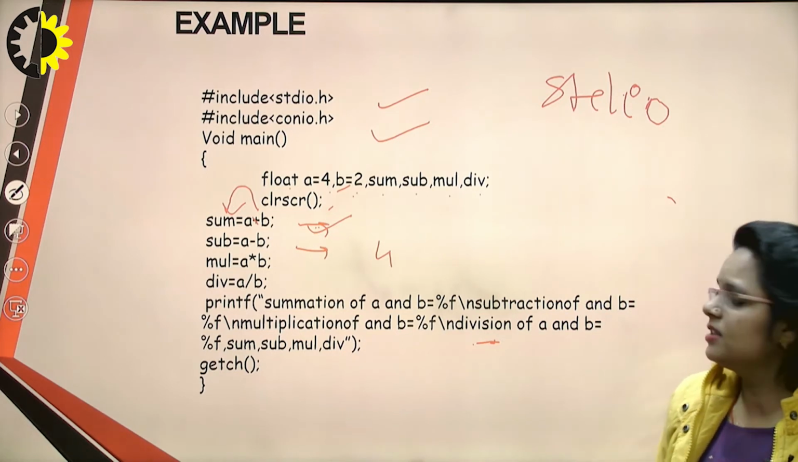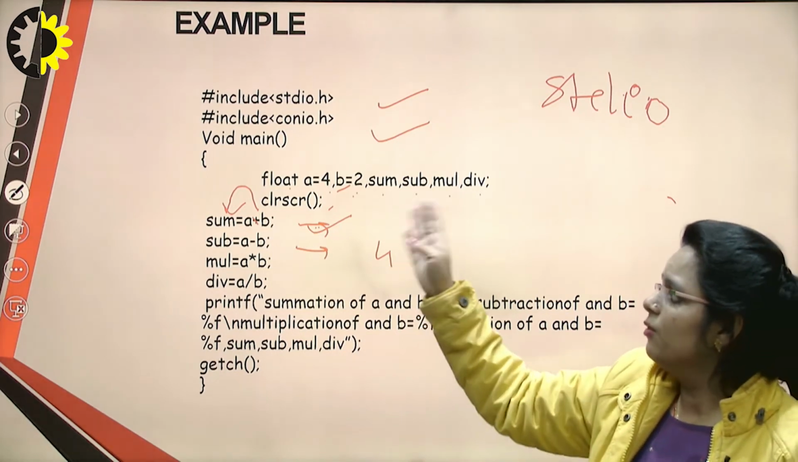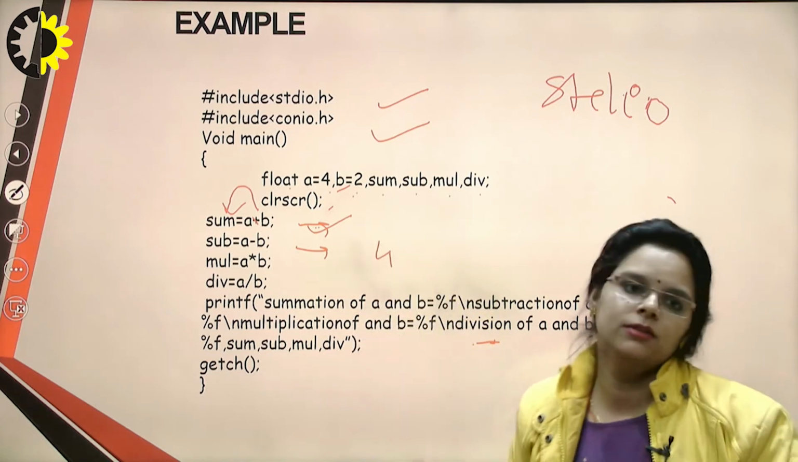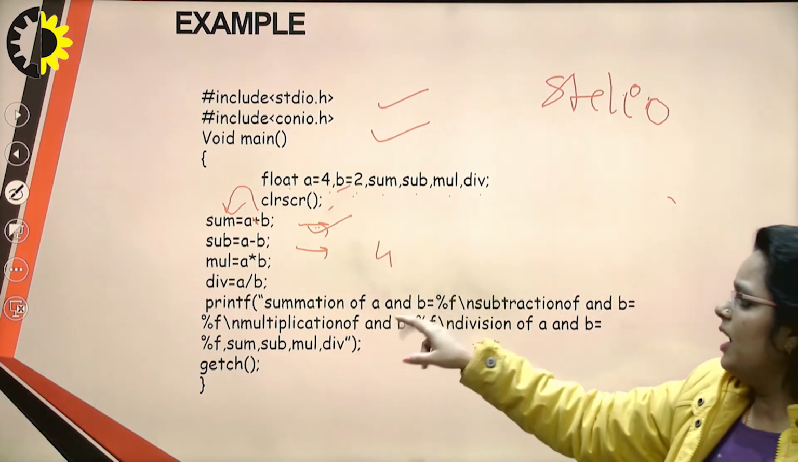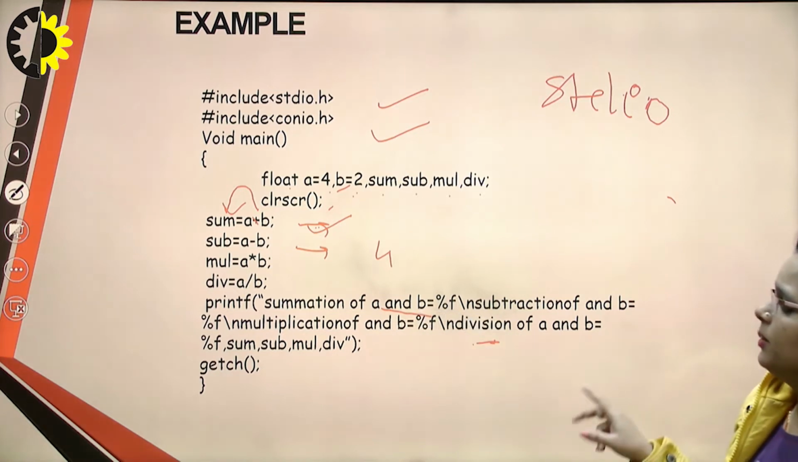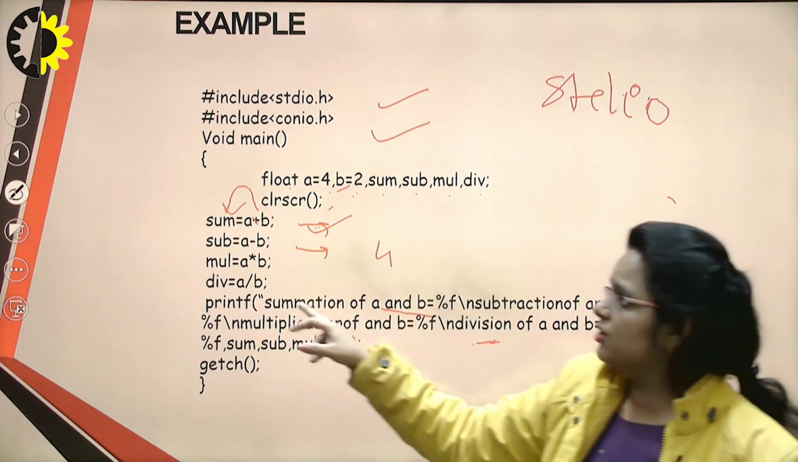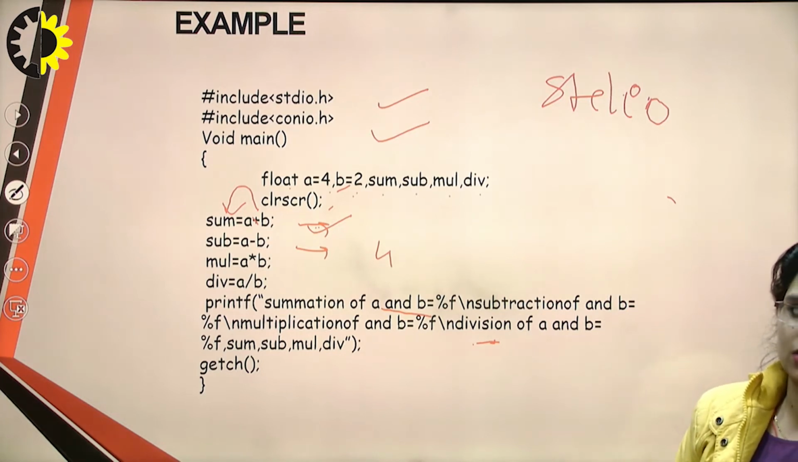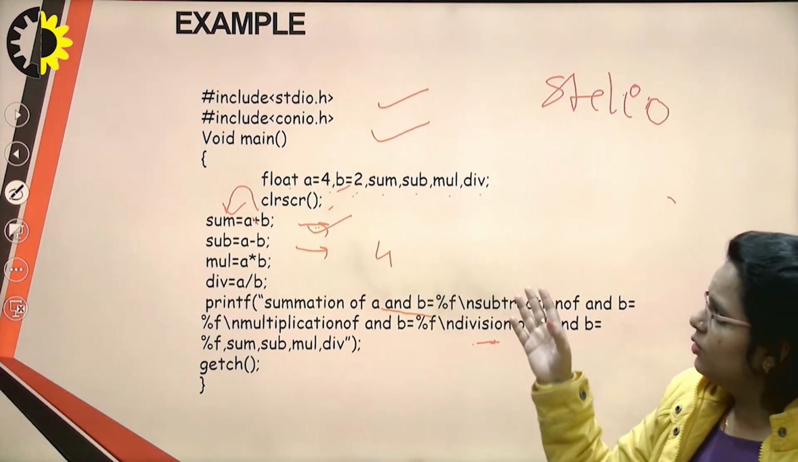And next is a multiply b, means 4 into 2, and whatever the answer is, that is 8, it would be assigned to the mul variable. Similarly, the div, and this is the printf statement. The printf statement, what it does, the printf is actually a function of stdio.h. So we have added this header file stdio.h, and this is a function of the stdio.h header file.